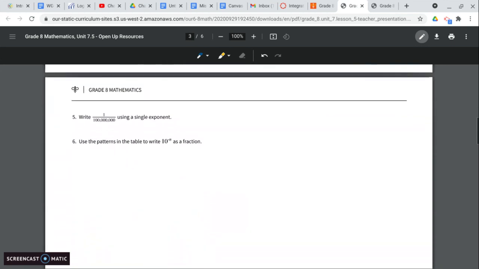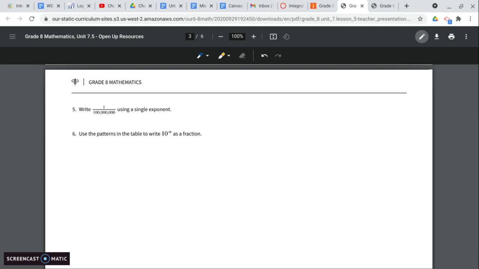All right, number 5, write 1 over 100 million using a single exponent. We know it's going to be 10 to some negative exponent. We count our zeros: 1, 2, 3, 4, 5, 6, 7, 8. So 10 to the negative 8th would be our exponent for this fraction.